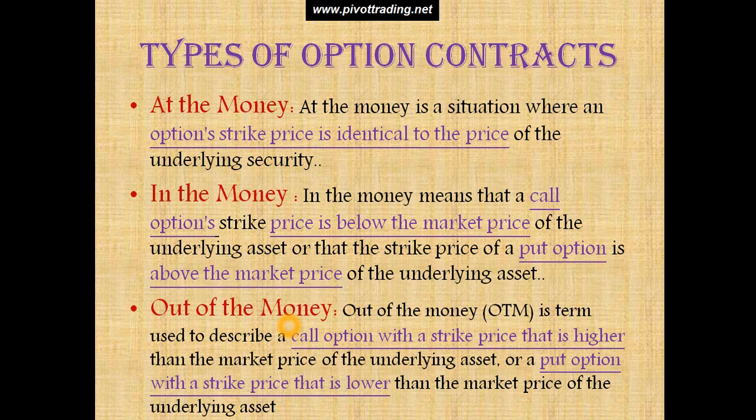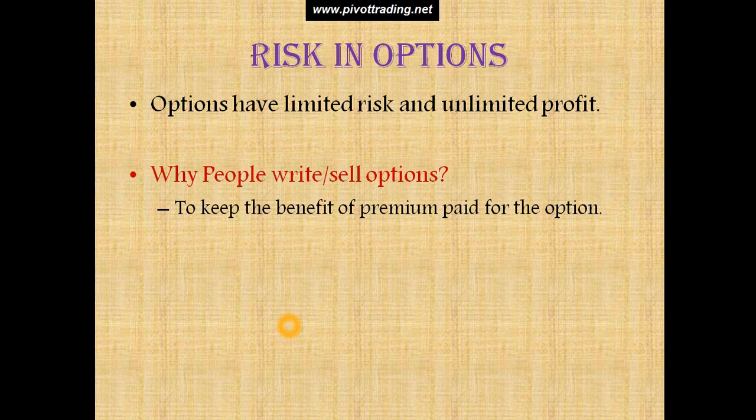So these are the three basic types: at the money, in the money, and out of the money. I will show you with an example from the NSE what these three terms mean. Now, what are the risks in options? Let's understand the risk in options.